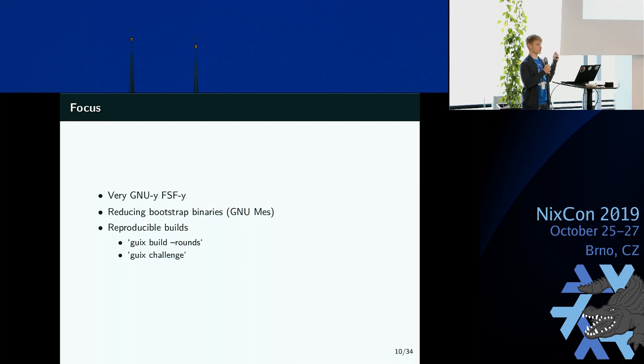They're also very much focused on reproducible builds. So they have integrated into the Guix build command the rounds option to say, I want to build this package 5 times and then check whether all of them are equal. And also Guix challenge, which, if you build something locally, you can challenge a binary cache and then compare whether the outputs are exactly the same. So you don't have to necessarily trust your binary cache, you can challenge it and see whether it's actually trustworthy.